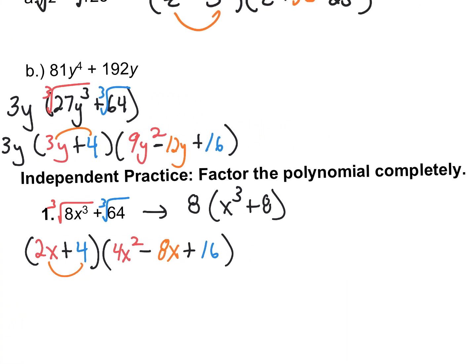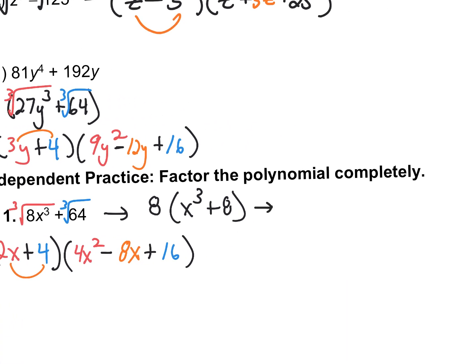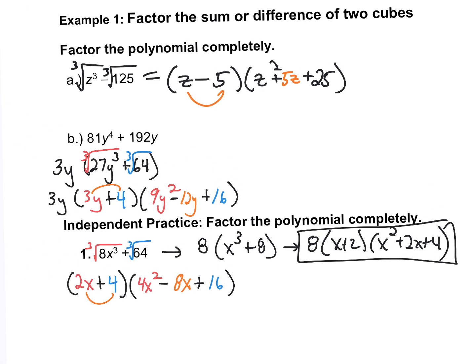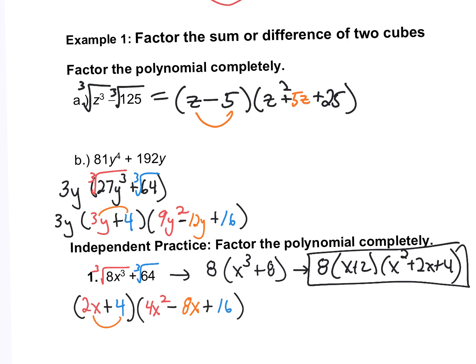So this is a little bit of a quicker way of doing it. You pull out the 8. Don't forget the 8 has to be part of your answer. So you have x plus 2, x squared plus 2x plus 4. Nice job. If you don't do it at the beginning of the problem, then you're stuck doing it at the end of the problem. It's a little more work to do it that way.